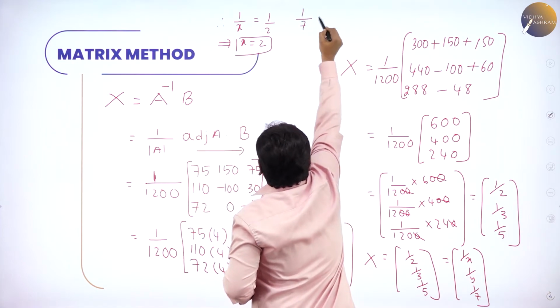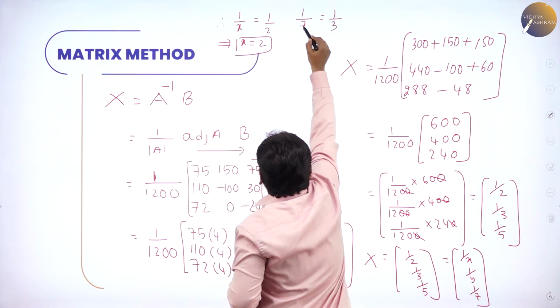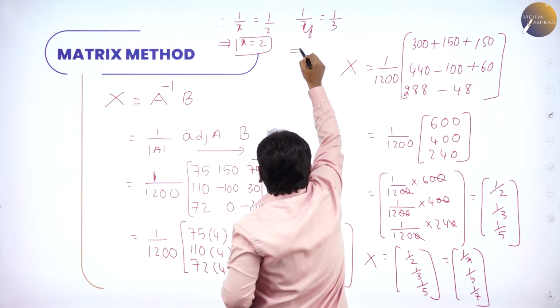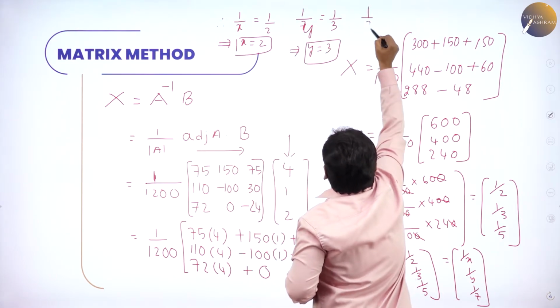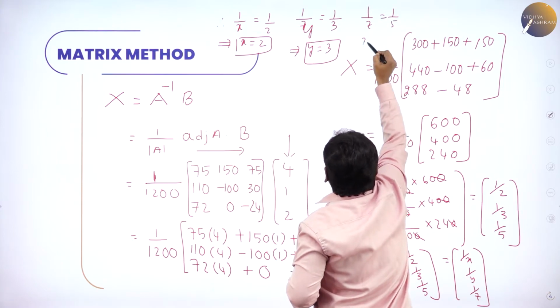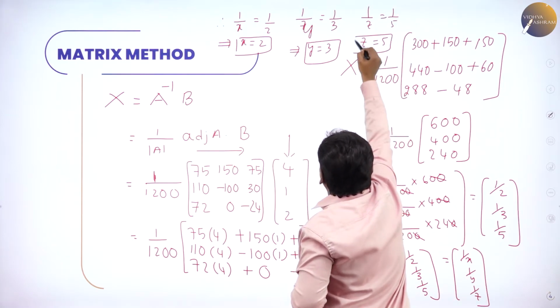Similarly, 1 by y is 1 by 3, that implies what is y? Take reciprocal, you will get 3. 1 by z is 1 by 5, so take reciprocal, z you will get 5. So now you got x, y, z.